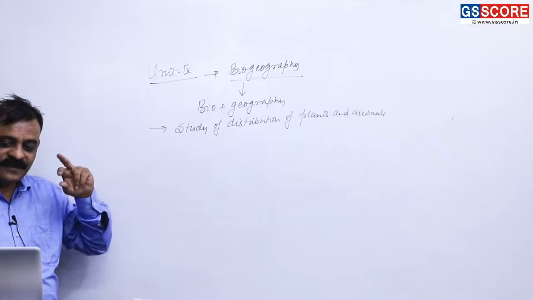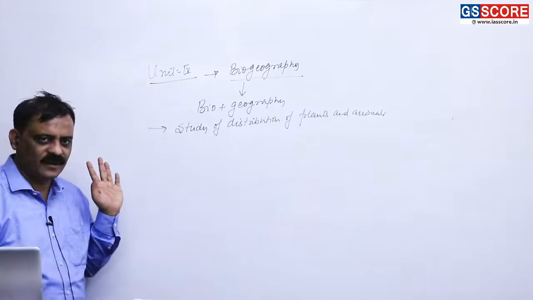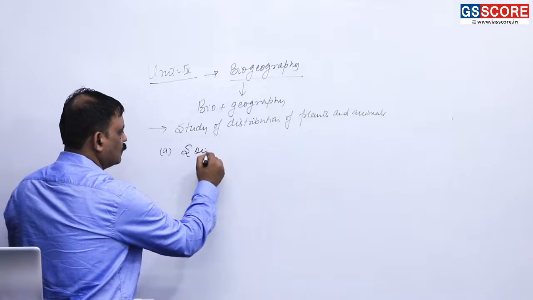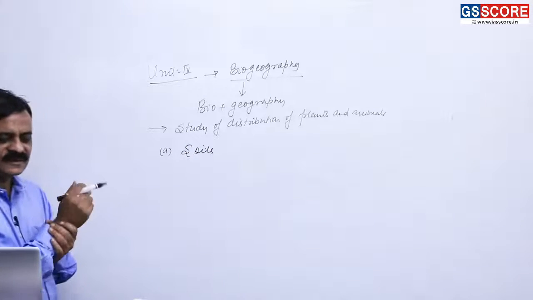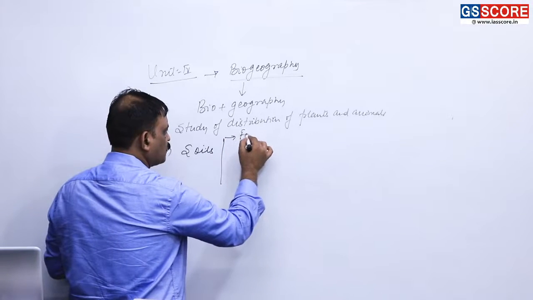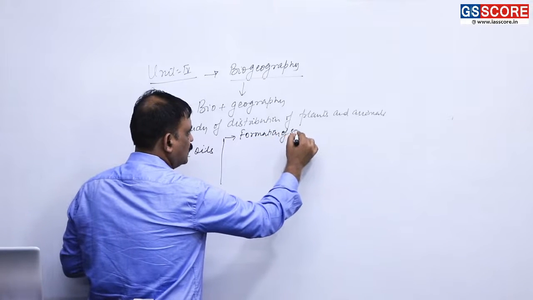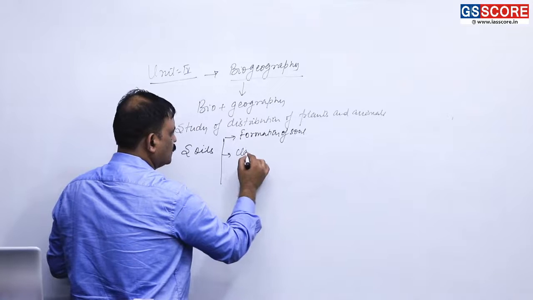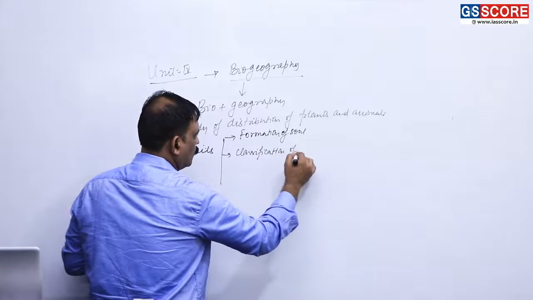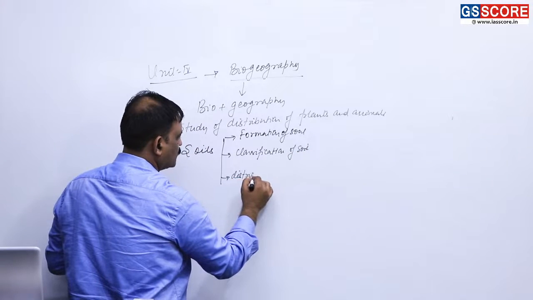Okay, when you start this biogeography, the very first topic that we are going to study is about soils. Soils, formation of the soil, factors controlling the formation of a soil, and in this classification of soils, and distribution of soil.